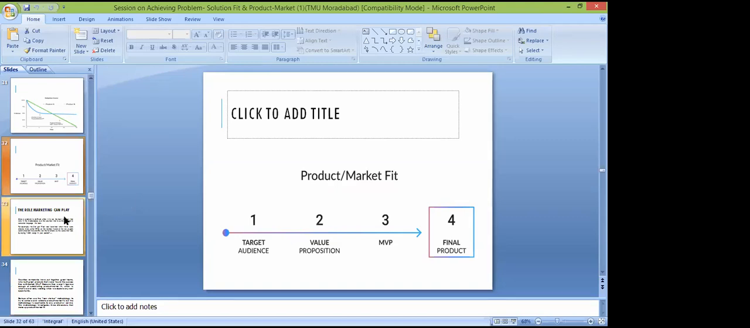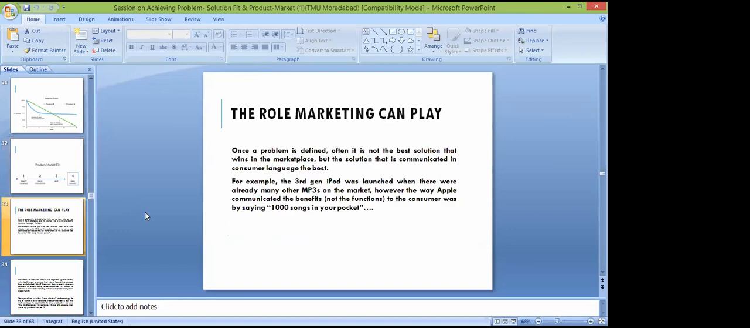Next. Of course, whenever you are going to launch any product into the market, marketing and branding of the product plays a very important role. So please don't underestimate the role of marketing. Marketing and branding is equally important for the promotion of your products or services.